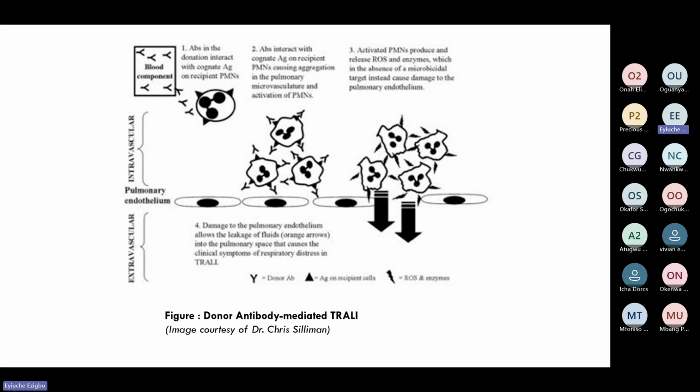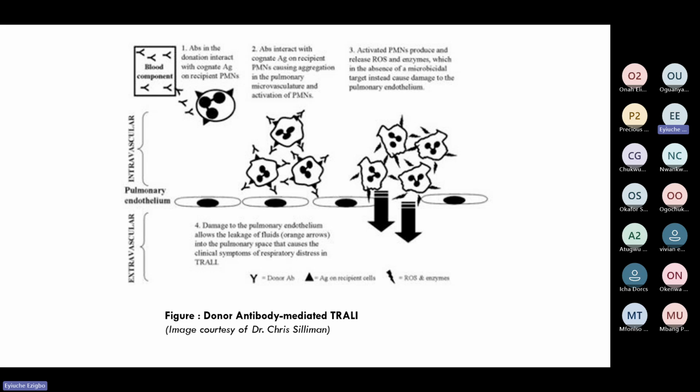This is the blood component containing these white cell antibodies in the donor, which interact with cognate antigen on the recipient's white blood cells. So these antibodies interact with the antigens on the recipient's white cell, causing aggregation in the pulmonary microvasculature and activation of the white blood cells. These white blood cells are resting in this position, and you can see the antibodies attacking the white blood cell antigens. When that happens, these white cells are activated, which means they release their defense mechanism to fight against anything that is activating the body.